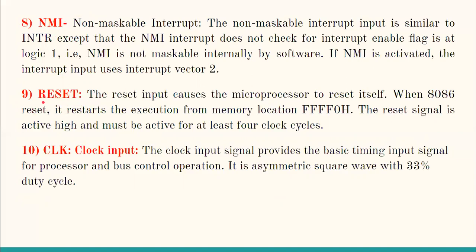Next is the pin reset. The reset input basically causes the microprocessor to reset itself, and to reset the processor, we have to give the active high or logic 1 to this reset pin for at least 4 clock cycles. Then only the system will be reset. Now what happens on reset? It restarts the execution from the memory location FFFF0H. From this location, the default programs of the 8086 processor are stored, which are required for the initialization.